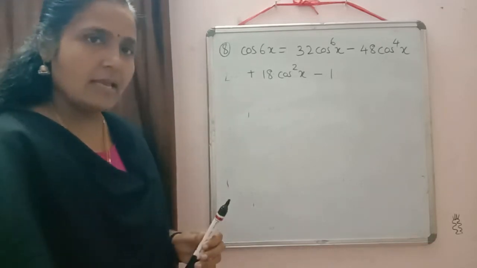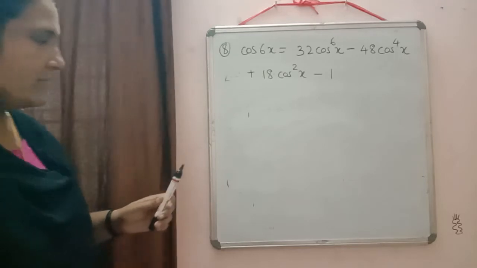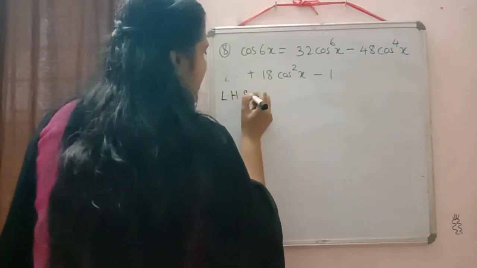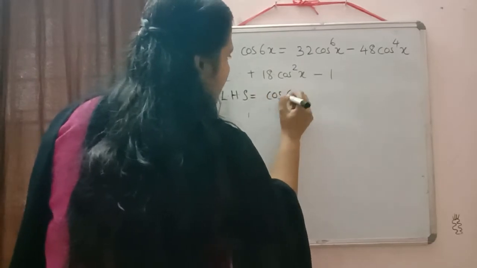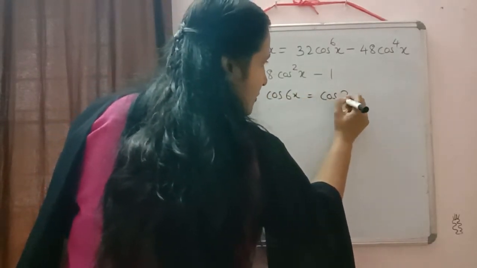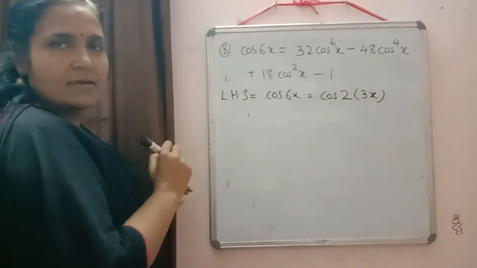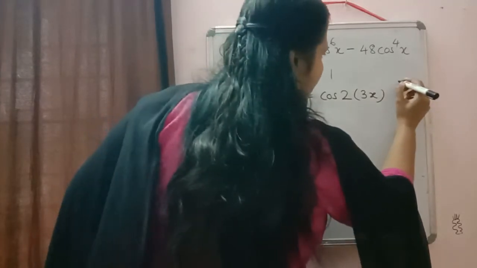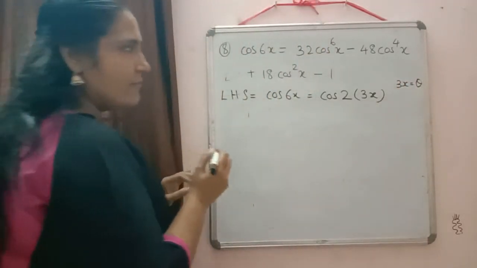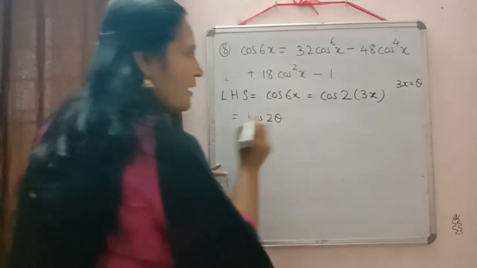Okay. So again we will rewrite that cos 6x. Now we will check how we can rewrite there. Left hand side. Cos 6x can be written as, yes, it can be written as cos 2 into 3x. Correct? So now if I take this 3x as theta. Suppose 3x is equal to theta I have taken. Then it will become cos 2 theta.